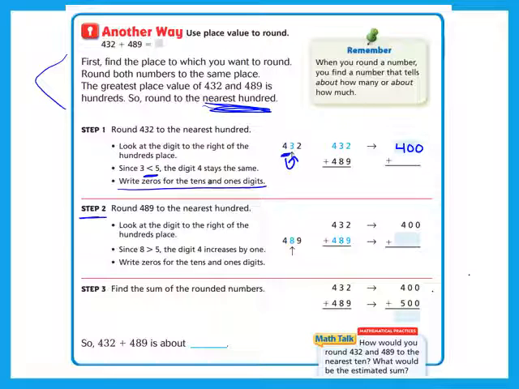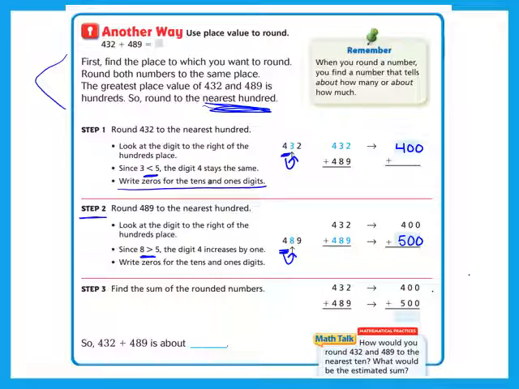Step 2 says to round 489 to the nearest hundred. I'm going to use those same steps I just used. I underline the digit in the hundreds place. I look to the number to the right. It's an 8. Remember, 5 or more, I raise the score. 4 or less, I give it a rest. 8 is greater or more than 5, so I'm going to raise the score and increase this digit by 1. So it becomes a 5, and the digits after it change to 0. So 489 rounded to the nearest hundred is 500.